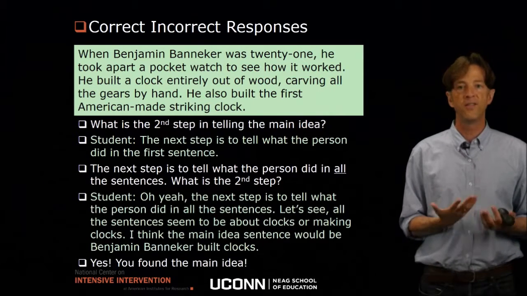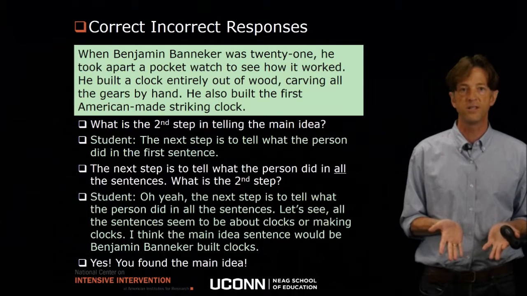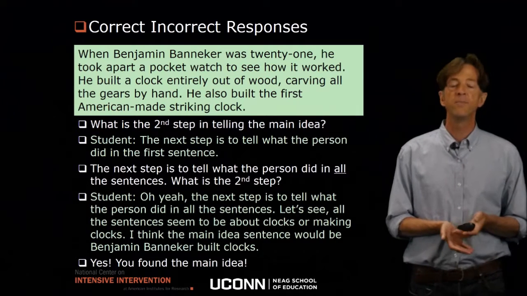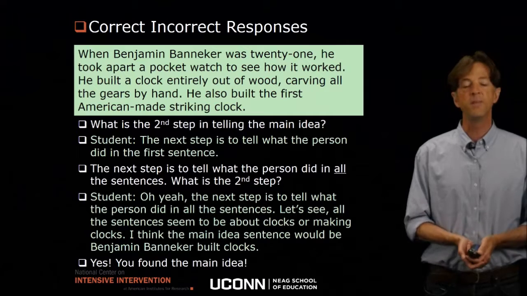And then the student could say, oh yeah, the next step is to tell what the person did in all the sentences. Let's see. All the sentences seem to be about clocks or making clocks. I think the main idea sentence would be Benjamin Banneker built clocks. Yes, you found the main idea.